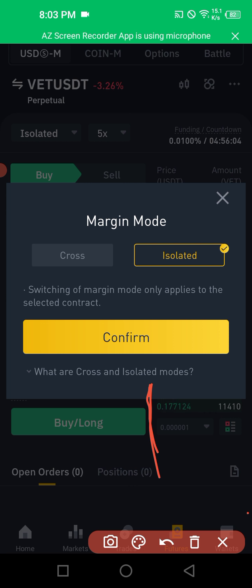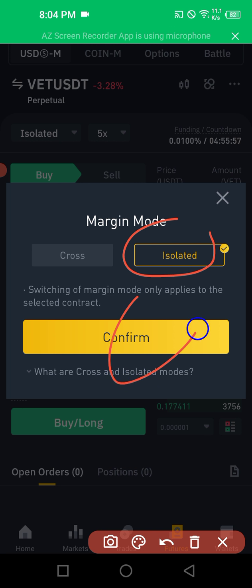So that explains isolated and cross. Let's dive into the main stuff. Now I'm going to select isolated and click confirm.